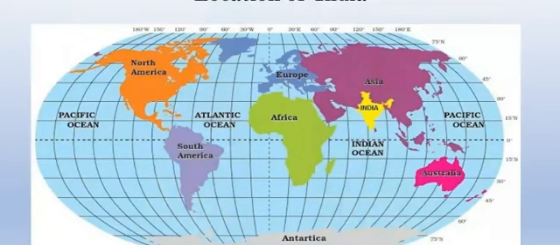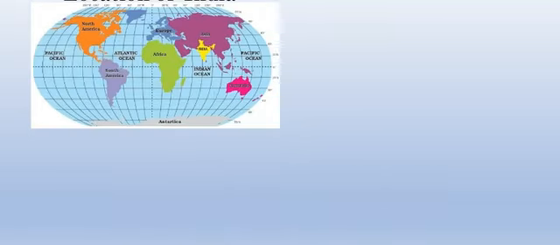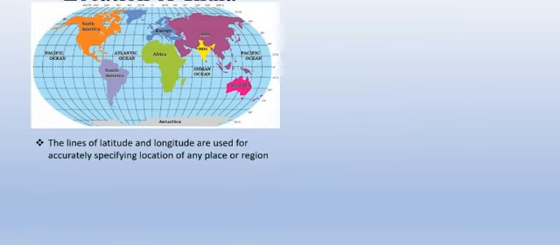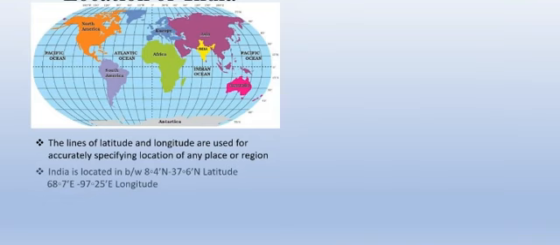Today, our social class, lesson number 1, India: relief features. We already started this lesson yesterday and studied the location of India. We also studied the latitudinal and longitudinal location of India. The lines, latitudes and longitudes, are used for accurately specifying the location of any place or region. The latitudinal location of India is between 8 degrees 4 minutes north and 37 degrees 6 minutes north, and the longitudinal extent is 68 degrees 7 minutes east to 97 degrees 25 minutes east.